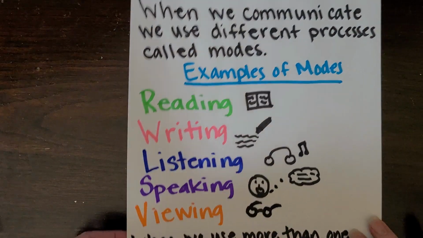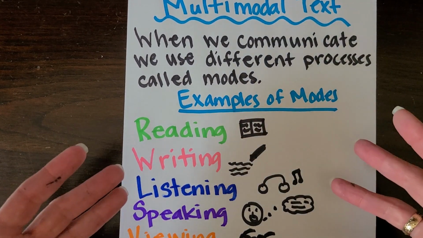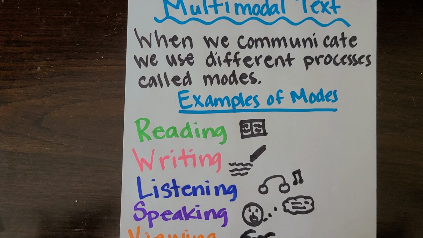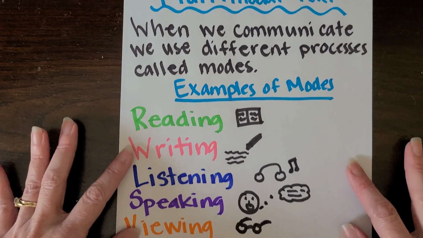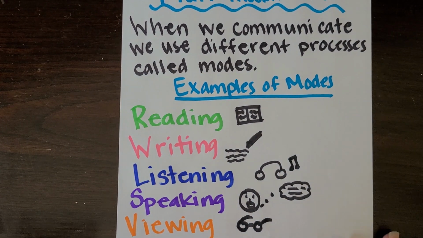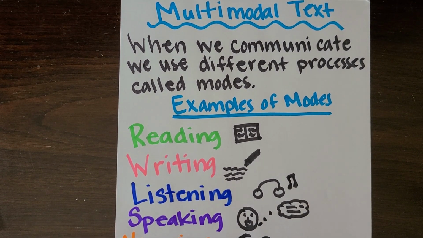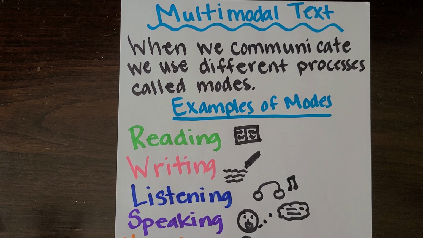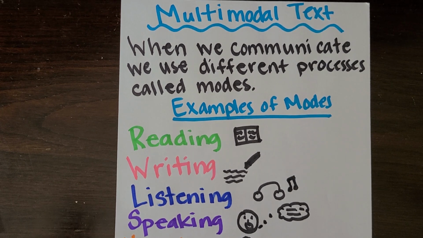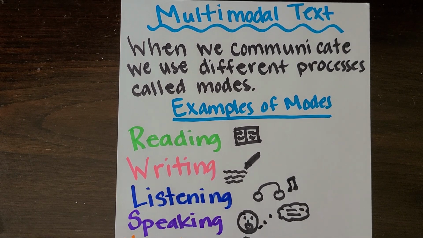Viewing and listening is just by listening to this video and viewing what I'm doing, then that's a multimodal text. So those are lots of different examples of how different texts can be used to communicate different ways. So I want you to view the other video that I've attached here. It gives you a little more insight.